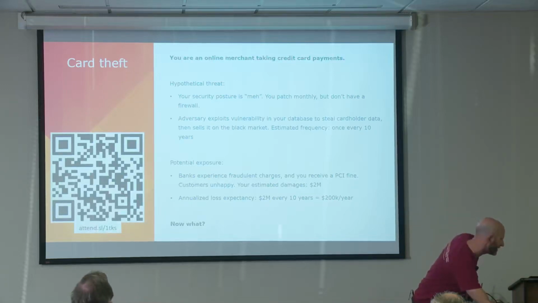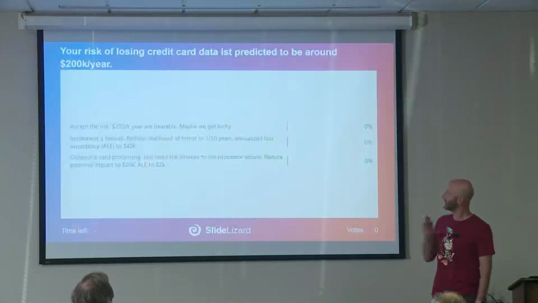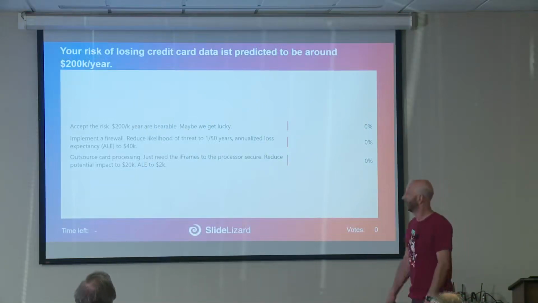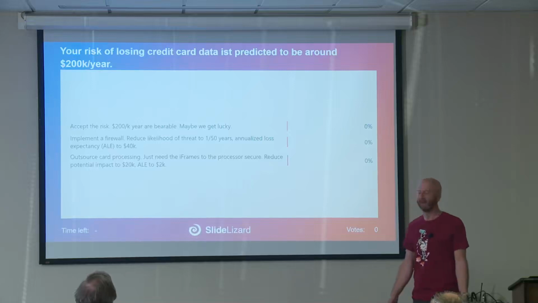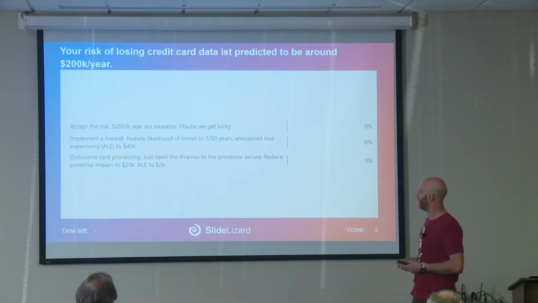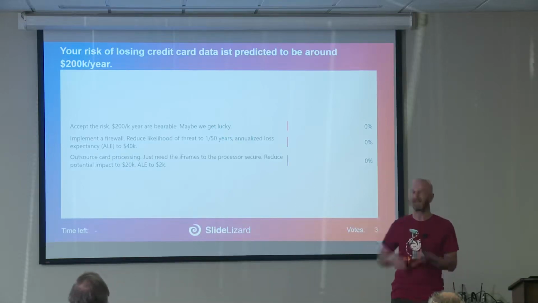And so I'm going to start the next poll here. And let's see what our options are. So you could say that's fine, right? We make so much money out of this. We can easily assume the risk of losing 200K a year through a data breach. Or you could say, we could implement a firewall, and that reduces the likelihood of us being exploited. And so our annualized loss expectancy goes down to 40K a year.